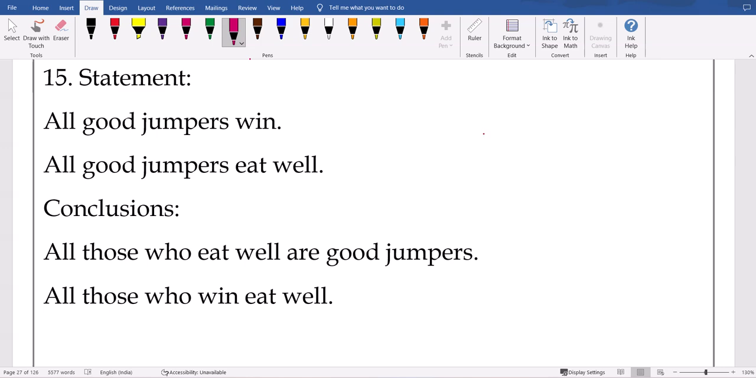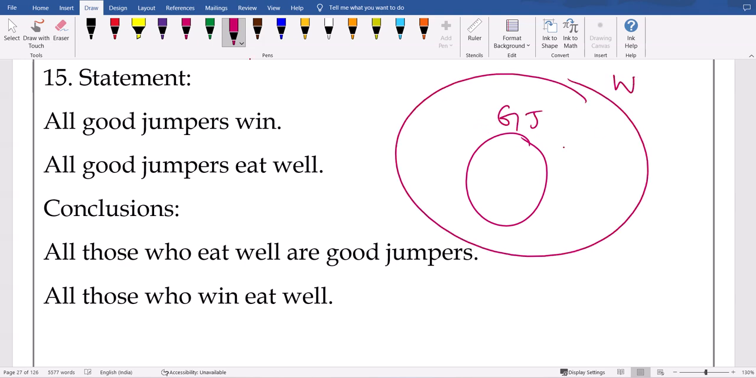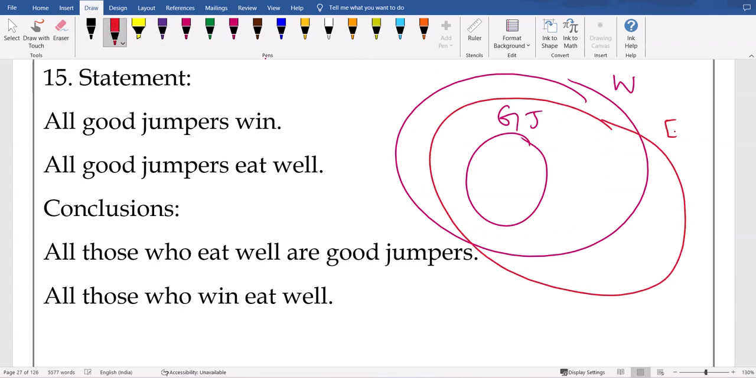All good jumpers win. All good jumpers eat well. So all good jumpers will win, and all good jumpers will eat well. Now, all those who eat well are good jumpers: failed here, because this is the eat well area, not in the good jumpers. So the first one failed.